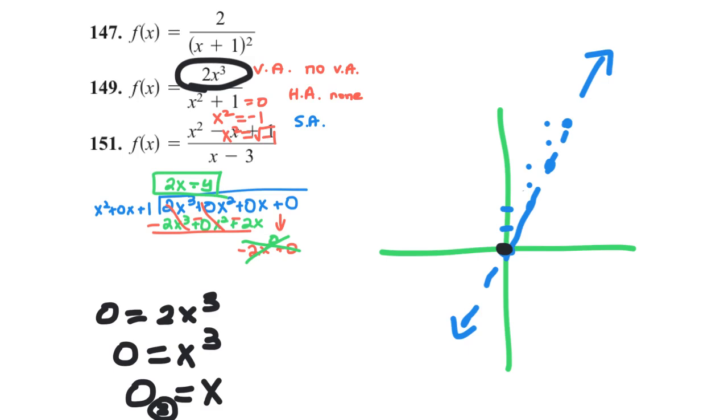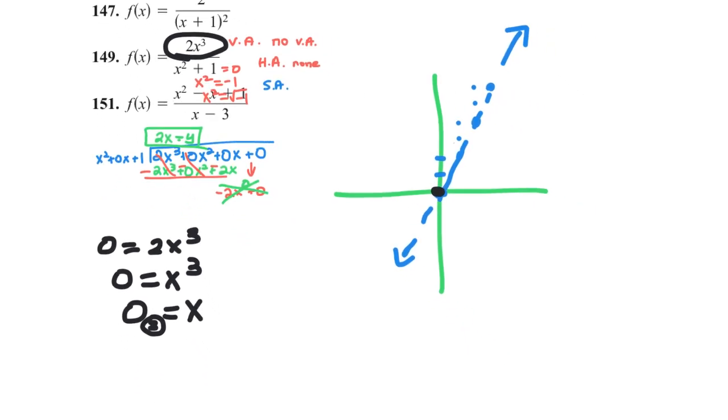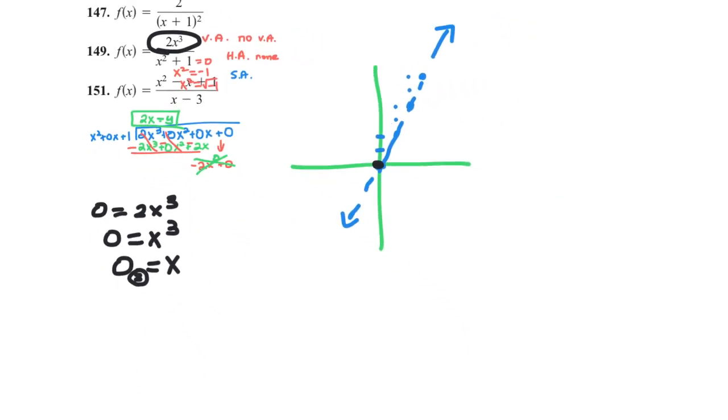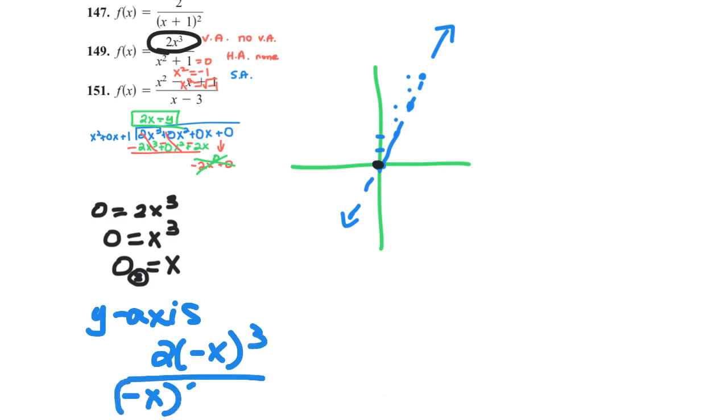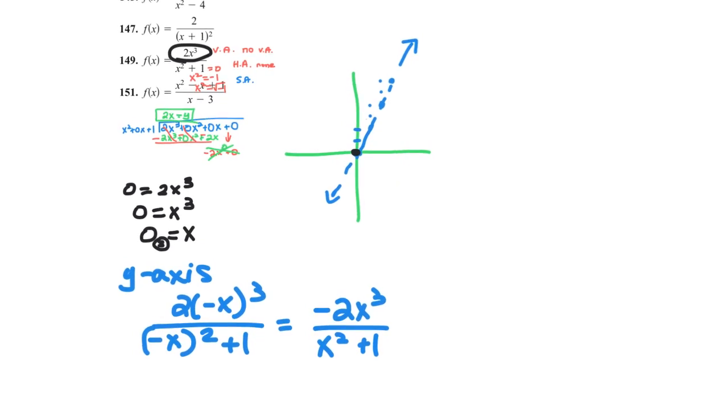You can also, so we talked about symmetry, right? If you look at your function, if I test for symmetry for the y-axis, I do 2(-x) to the third over (-x) squared plus 1, and I get -2x to the third over x squared plus 1. So it's not exactly the same, okay? One of my signs changes, but not all of it. So that's not going back to normal, right? So it's not symmetric to the y-axis.